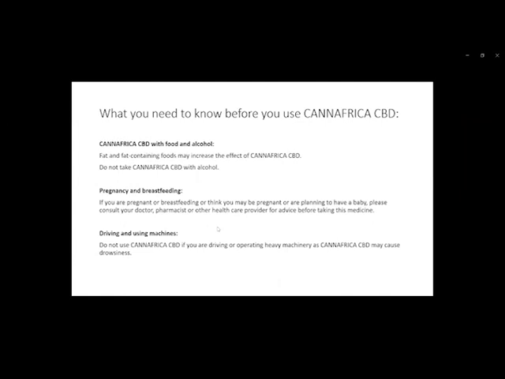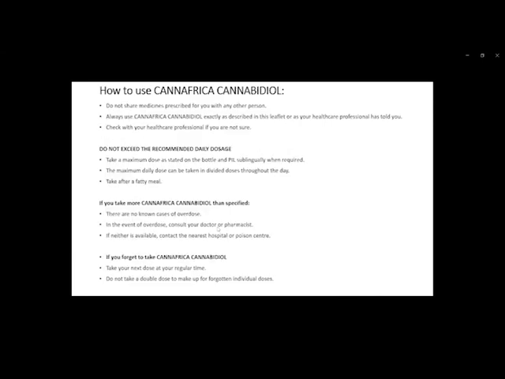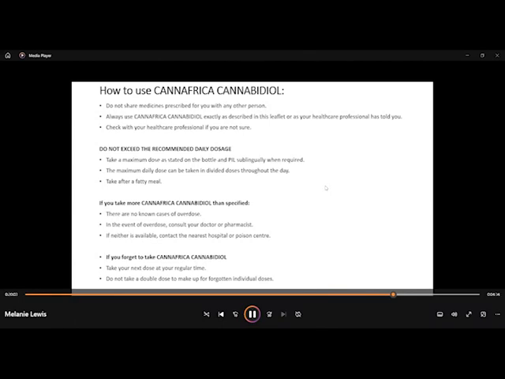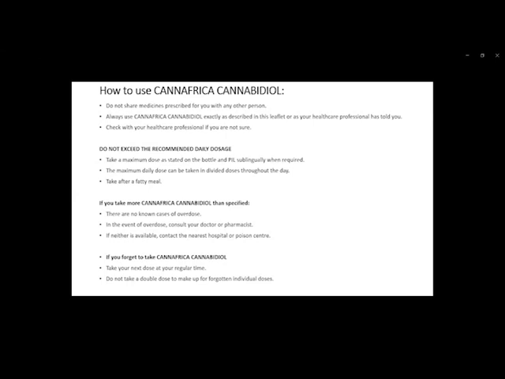again, fat and fat-containing foods may increase the effect of Cannafrica CBD, and you don't use it with alcohol because it can cause drowsiness. With pregnancy and breastfeeding, they need to speak to their pharmacist or healthcare professional before they take this medication. Okay. Don't share your medicine with anyone else, and use it exactly as it states in the leaflet. Don't exceed the recommended daily dose, because there's a reason why that's the recommended daily dose. Also, there are no known cases of overdose, and in the event of overdose, you need to consult your doctor or your pharmacist. Okay. But there again, there are no known cases of overdose.